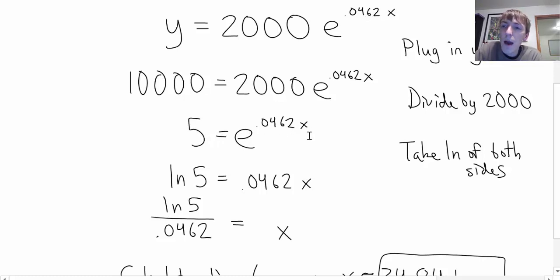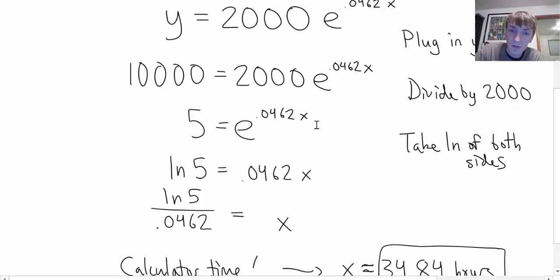Okay, so as an algebra equation, we have a new tool to be able to solve this. We need to get the x out of the exponent. Okay, to do that, we have to take ln of both sides. Taking ln of the right side is going to cancel the e and give us 0.0462x. Okay, that's because of that cancellation again. ln cancels with the exponent. On the left side, it's just taking ln of 5.